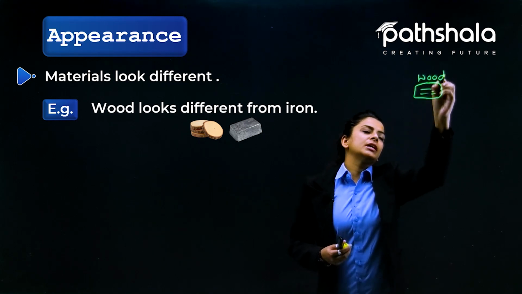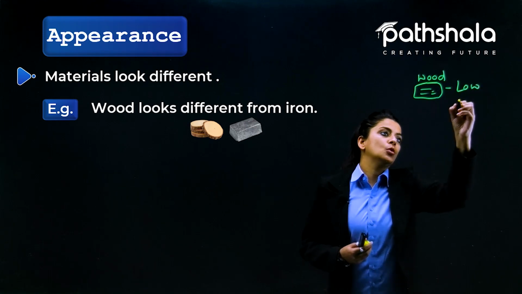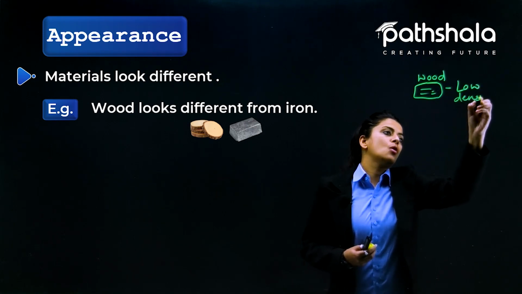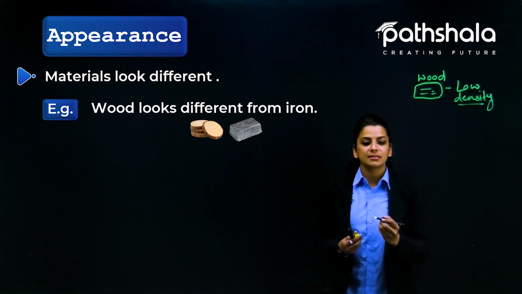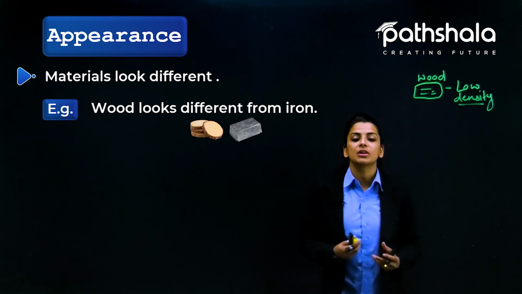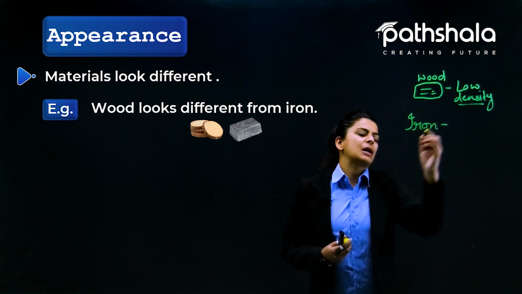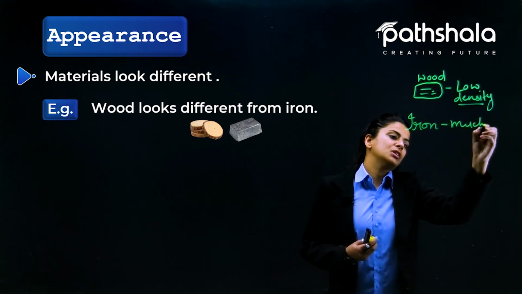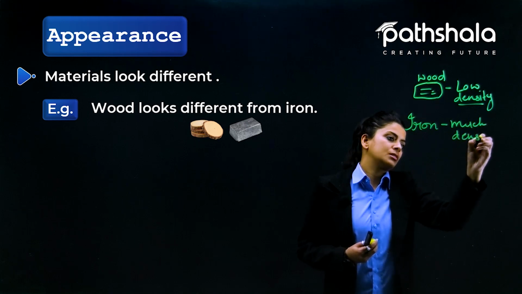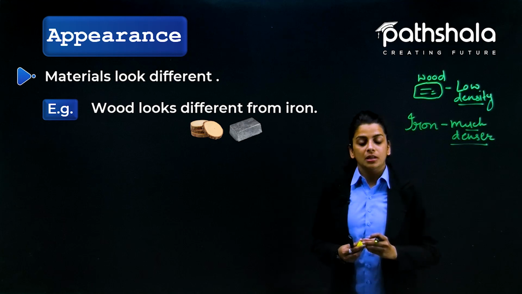A wood, for example, I'm drawing the picture of a wood. In this case, we say that it has a low density. Now, what is density? आप सभी मैथमेटिक्स पढ़ते हैं तो आप सभी को आइडिया होगा कि डेंसिटी मतलब heaviness of an object. Second one is iron, and we all know that iron is much denser as compared to the wood. ठीक है?